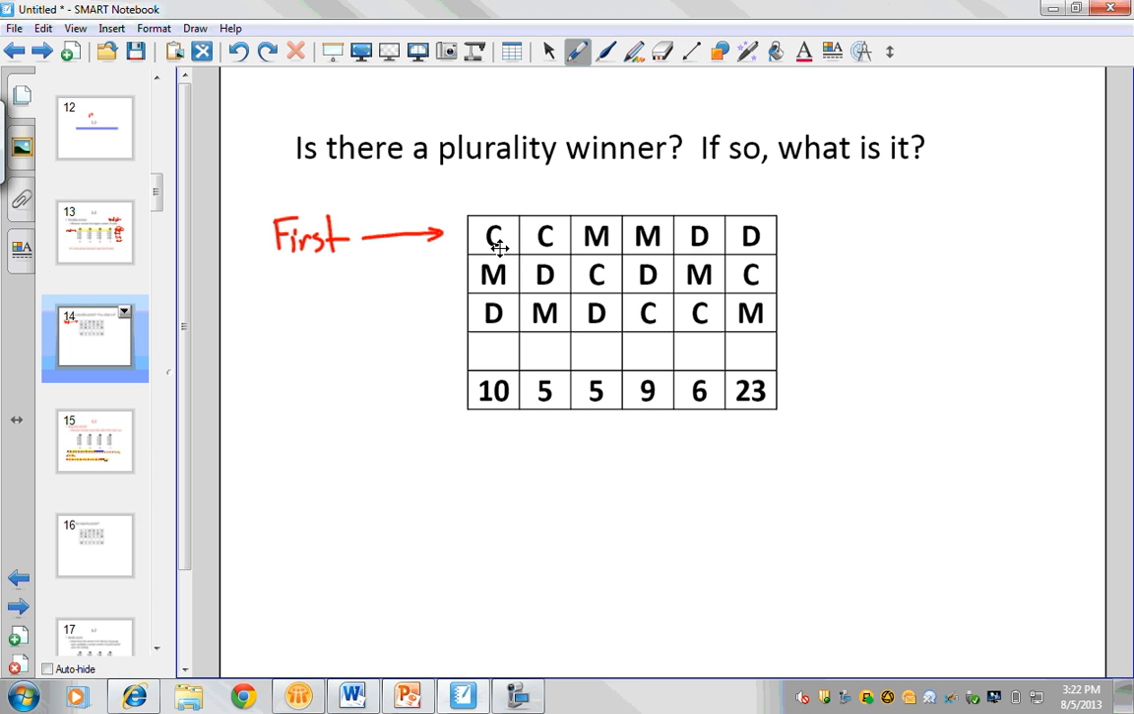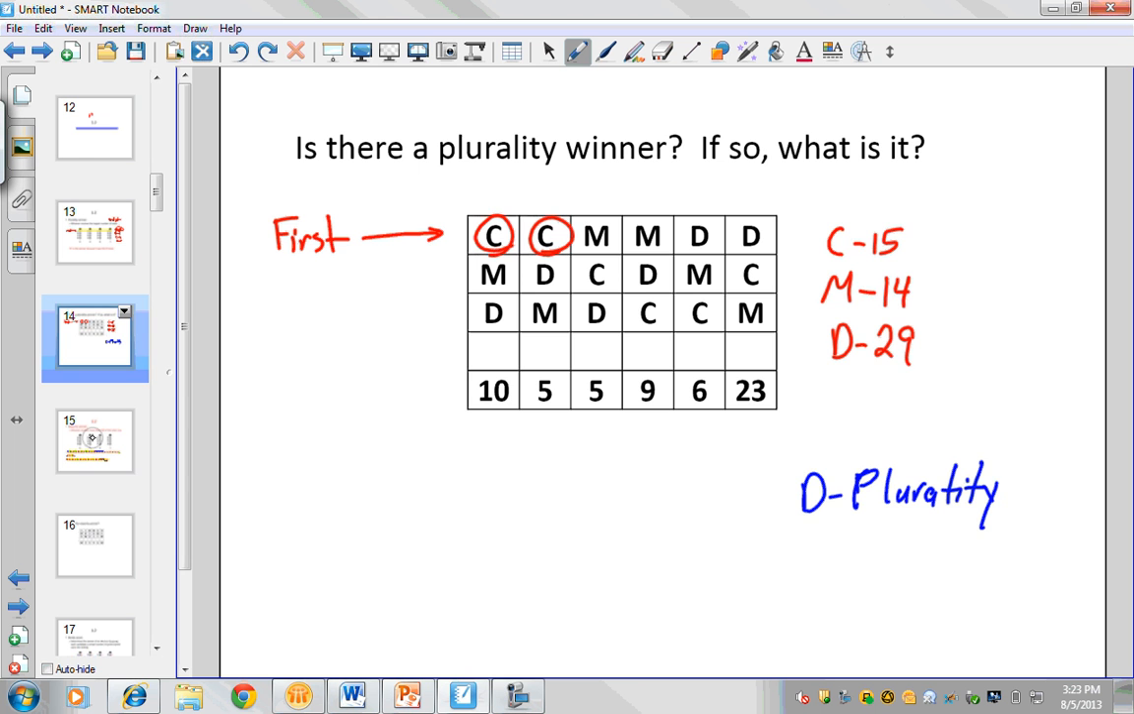Now remember, you are to look at every column and notice that C is twice. And so if C is twice, you go down and add the numbers. So C has 15 votes, M has 14, and then D has 29. So with this being said, D would be the plurality winner, and of course I misspelled that, so I apologize.